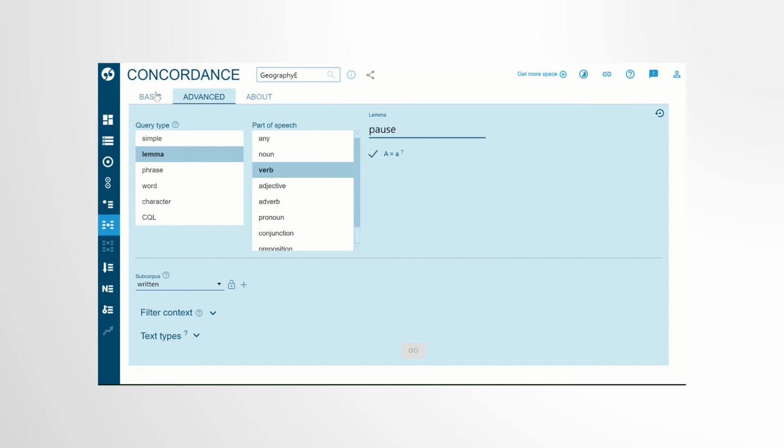So a concordance function, we're going to use the advanced function where pause can be tagged for part of speech. It's a verb, so we need to click on lemma here, verb here, and the lemma we're looking for is pause, and we're using the written subcorpus of geography E.